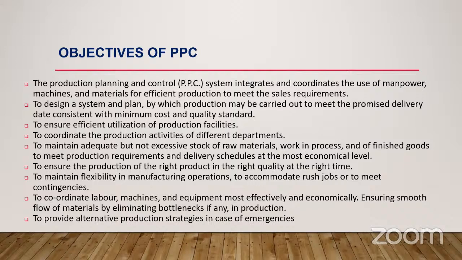Then next is to maintain flexibility in manufacturing operations to accommodate rush jobs or to meet contingencies. A rush job means suddenly there is some peak demand, so in order to meet the demand you try to manufacture more and more of the product, and that may lead to some problems. But in that case, how do we manage it? That is where aggregate planning is required.